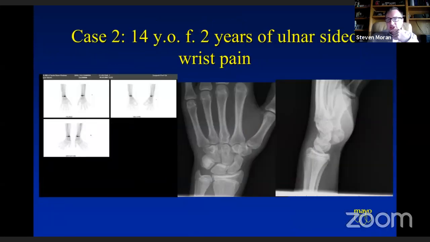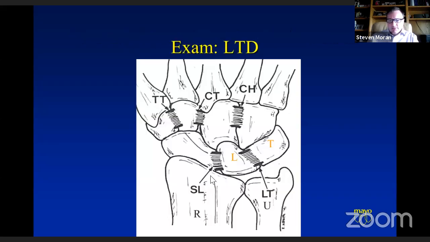Okay, so the last case is a 14-year-old girl who was sent to me. She said she was a gymnast. She does a lot of tumbling, and she had wrist pain for 2 years. The doctors all thought this was secondary to a TFCC injury. It was on the ulnar aspect of her wrist. And as you can see, her x-rays look pretty good. She doesn't have any evidence of ulnar impaction here.